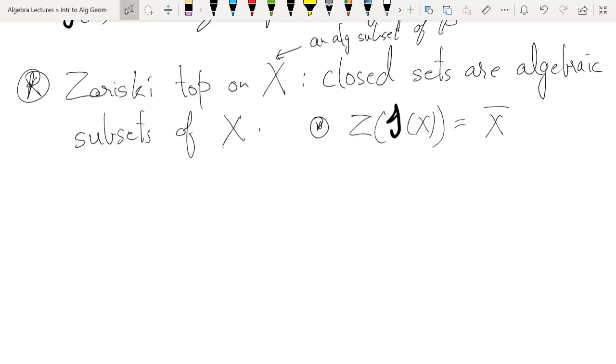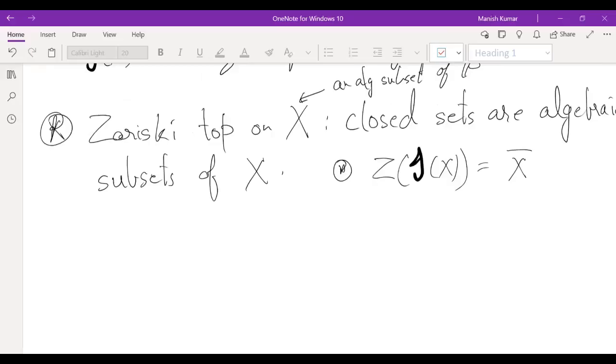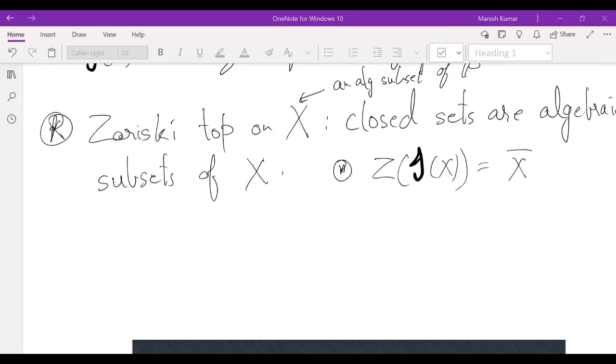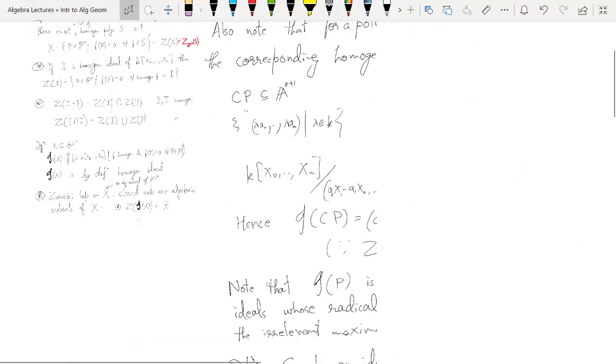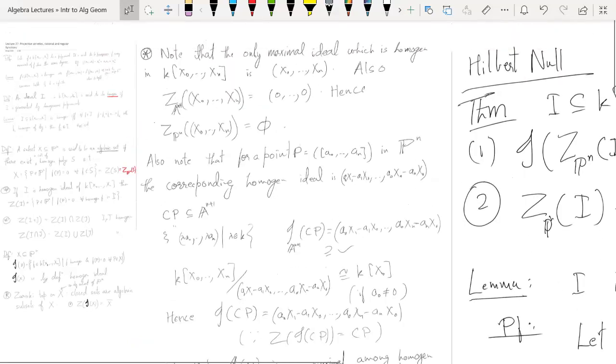Any questions so far? So whatever I said so far was done last time. So now we'll see something new. So this was just recollecting what we did last time.